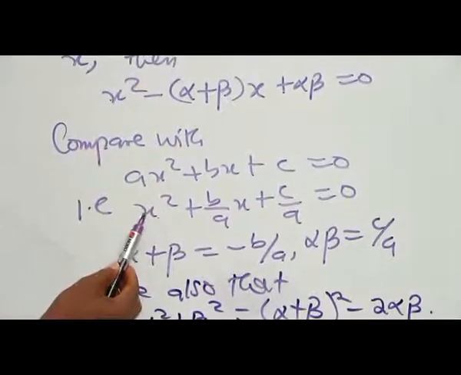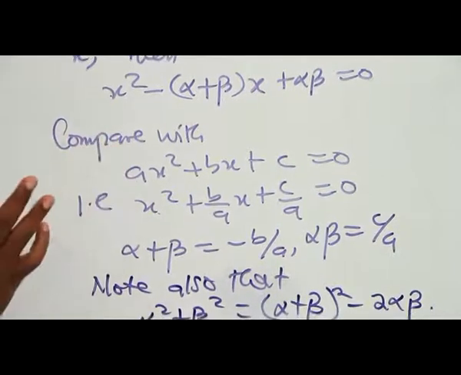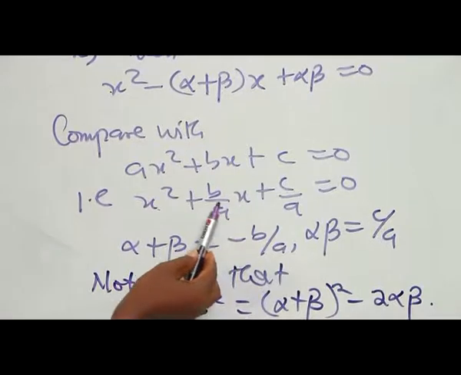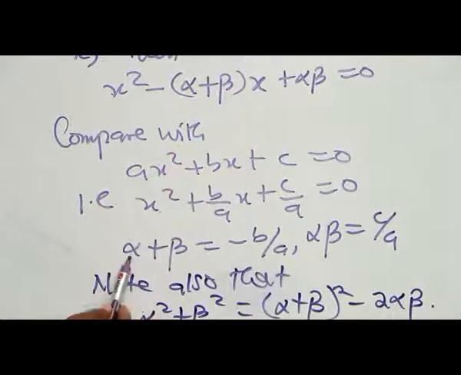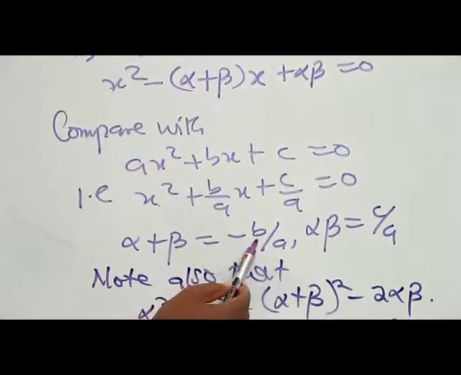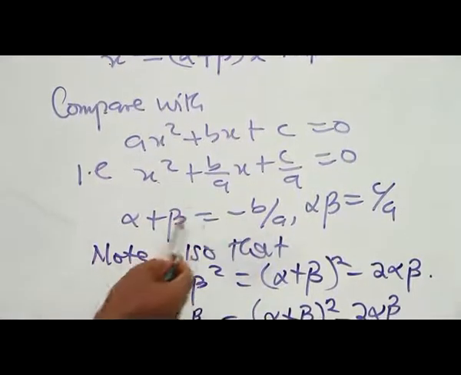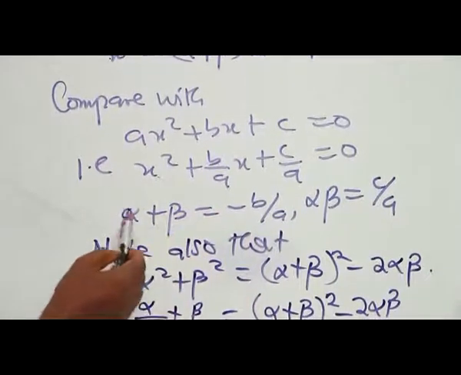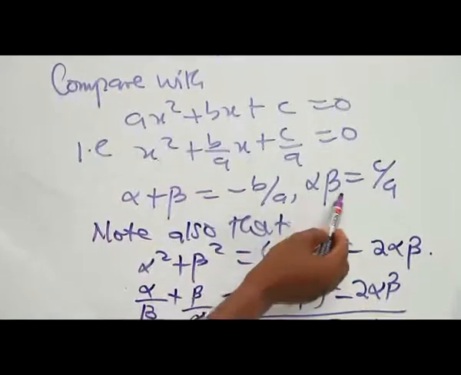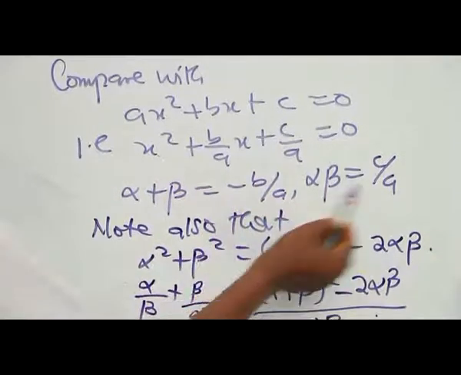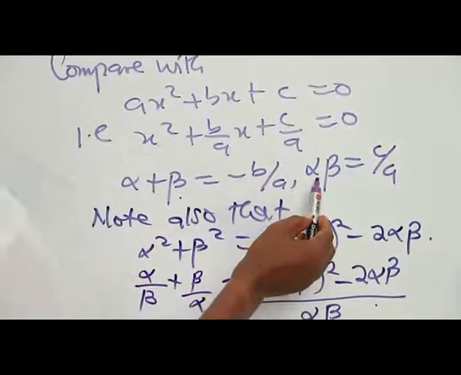In this case, the coefficient of s squared is 1 here and 1 there, so no problem. But the coefficient of s is b over a here, and the coefficient of s is minus (alpha plus beta) there. So if we take only alpha plus beta, we multiply both sides by minus to remove the minus, and we get minus b all over a. Then alpha times beta is compared to c all over a.